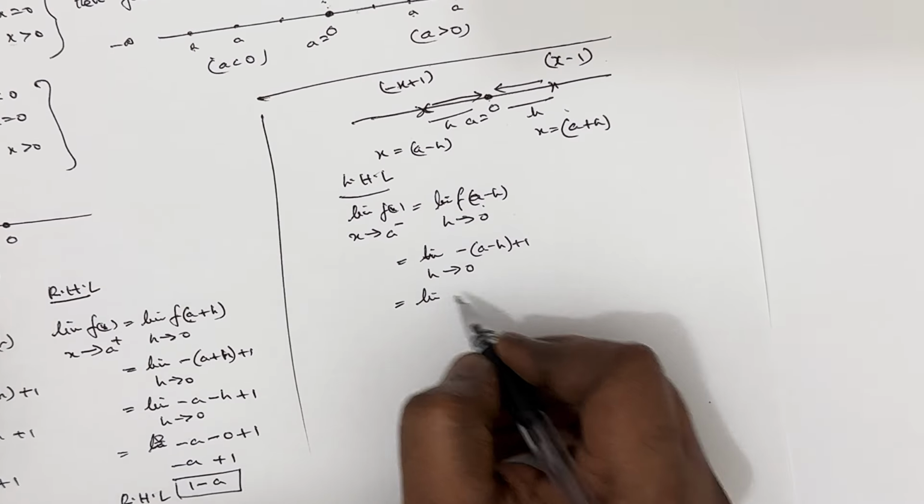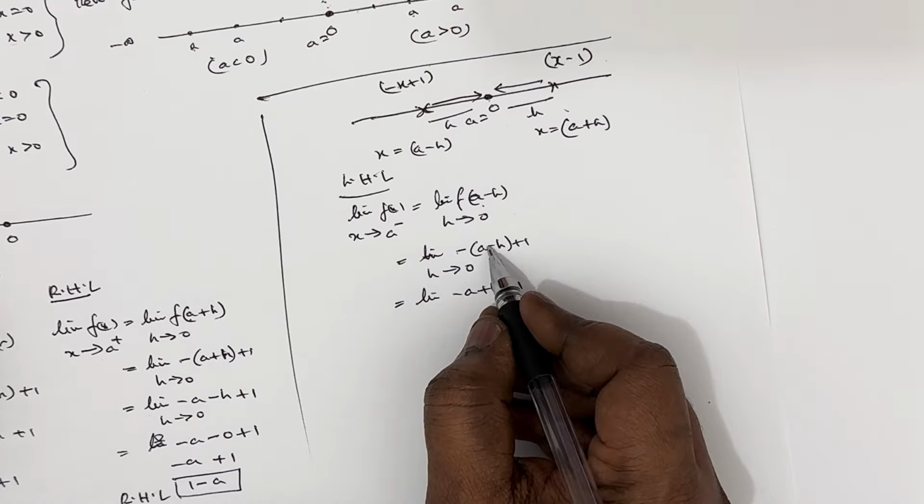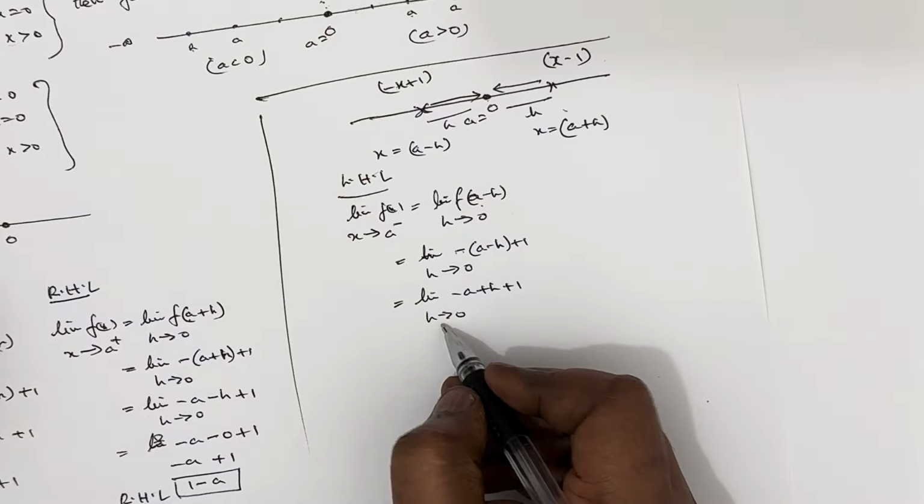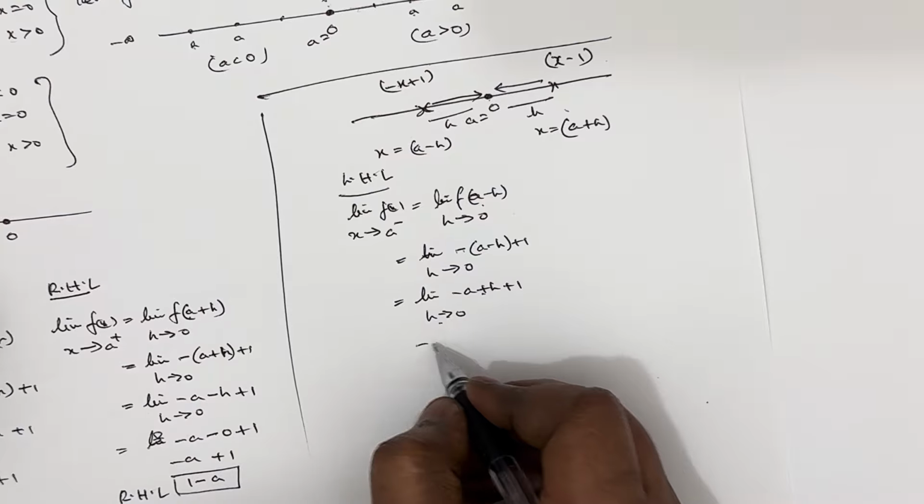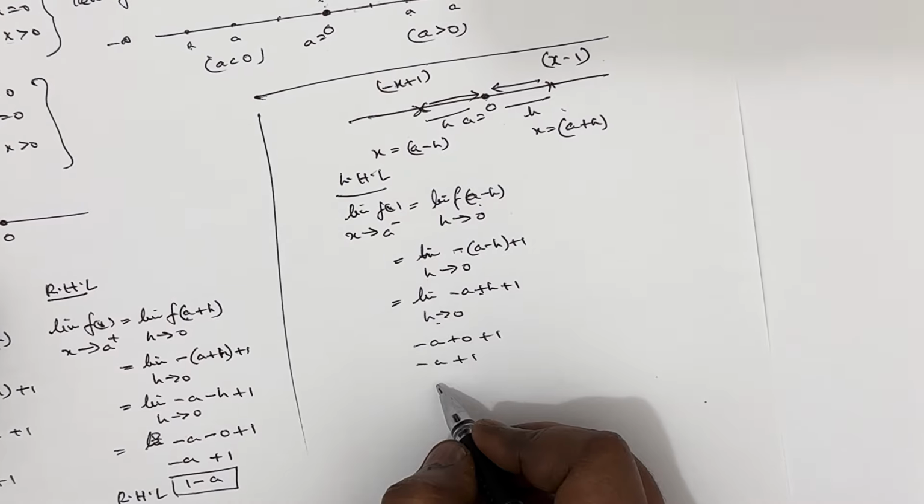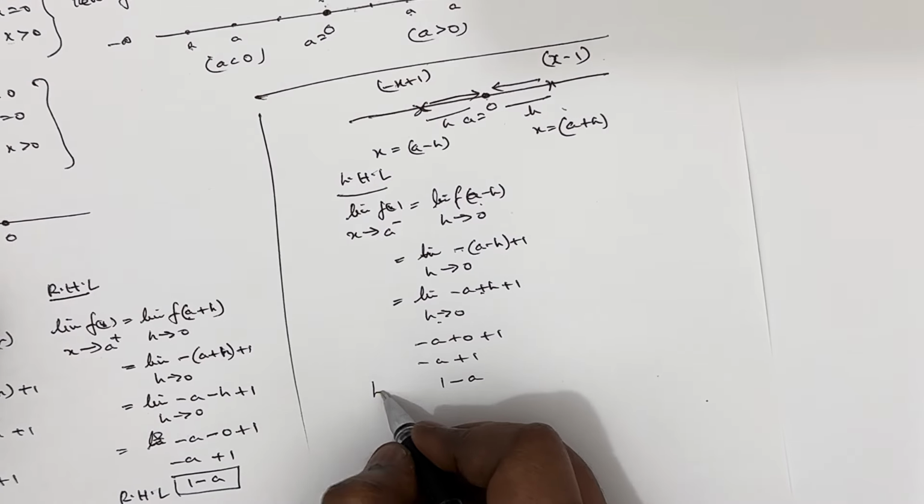So this can be written as the limit of minus a plus h plus 1, multiplying the minus inside, as h tends to 0. Now putting the value of h in the function, you get minus a plus 0 plus 1, or minus a plus 1, which can be written as 1 minus a. So this is the left-hand limit.